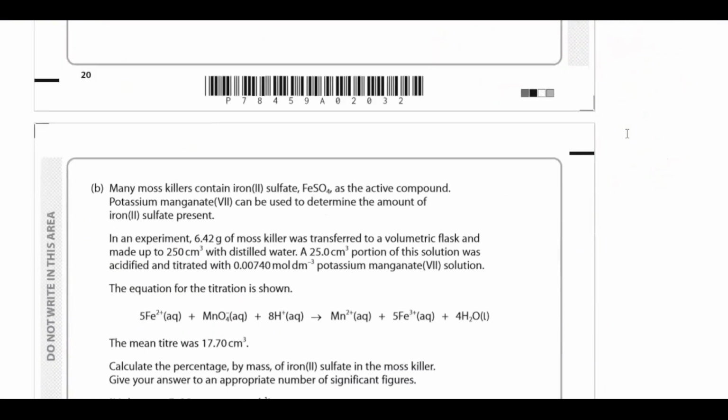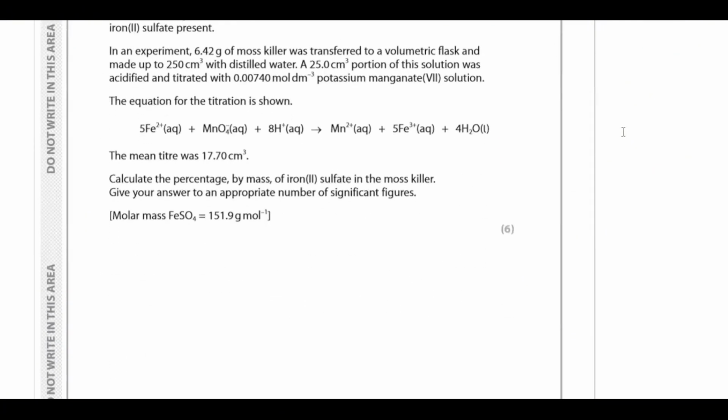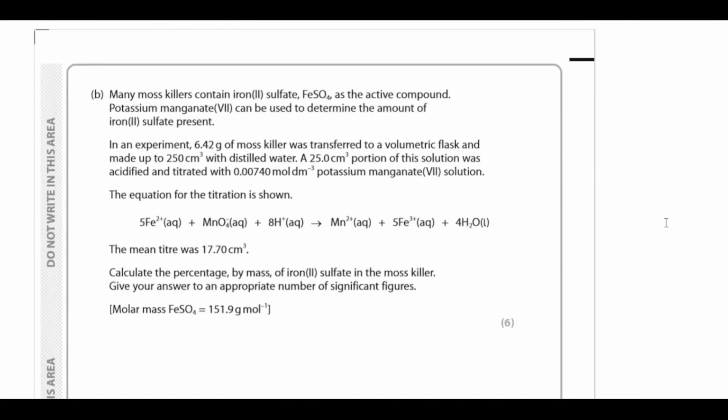Alright, moving to the next part. They say that many moss killers contain iron(II) sulfate as the active compound, and potassium manganate(VII) can be used to determine the amount of iron(II) sulfate present, and all values have been provided. The first question says: calculate the percentage by mass of iron(II) sulfate in the moss killer, and provide your answer to an appropriate number of significant figures.